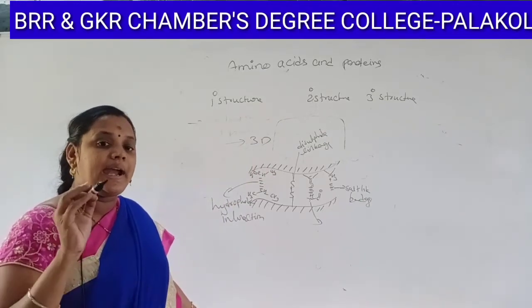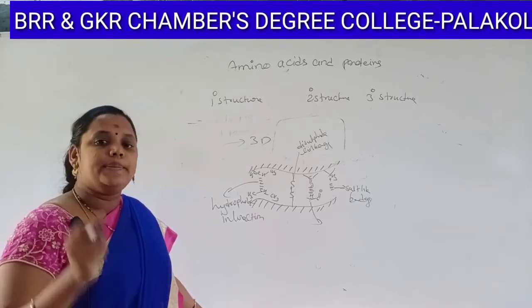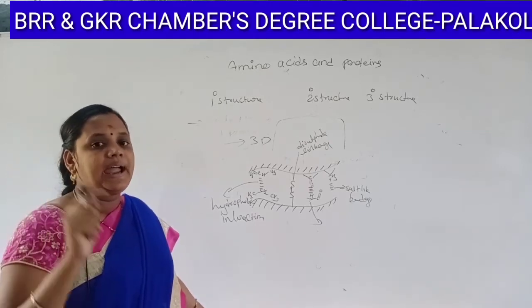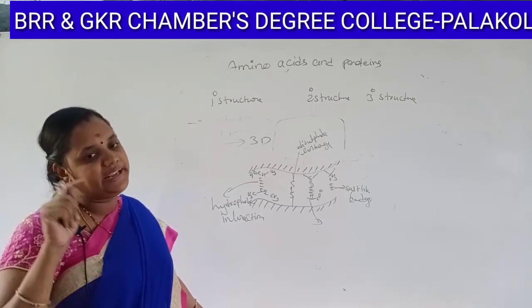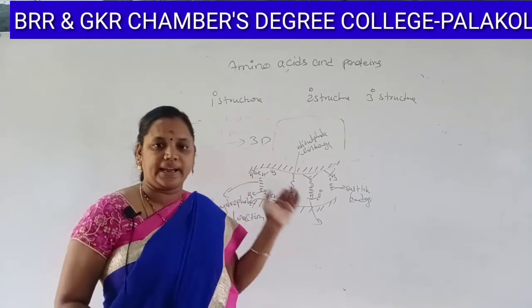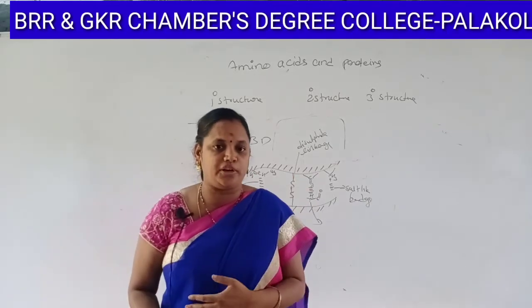Okay students, and we must be aware that the polar group must be in the exterior lobe of the protein and the non-polar group must be in the interior lobe of the protein. This is about primary, secondary and tertiary structures of proteins.